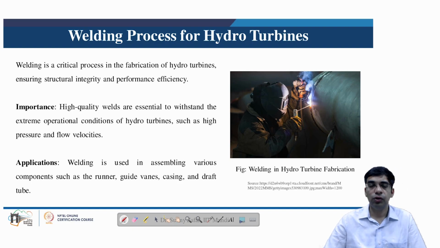Next we see the use of welding processes in hydro turbine manufacturing. Welding, as we know, is a critical process in the fabrication of hydro turbines, which also ensures structural integrity and performance efficiency. High quality welds are essential to withstand the extreme operational conditions in hydro turbines such as high pressure and flow velocities of water. Welding is widely used in assembling the various parts of the turbine such as runner, guide vanes, casing and draft tube.